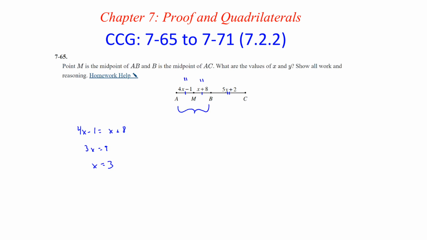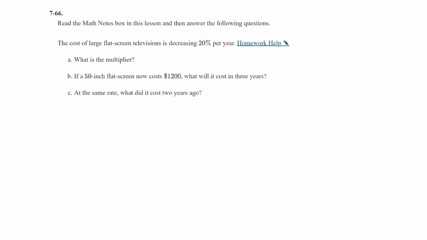Now, we can set 5y plus 2 equal to the distance of both of those, and since we know that the segment itself is 11, and that entire distance would be 22, we can say 5y plus 2 is equal to 22. Subtract 2, divide by 5, and y is equal to 4. So x is equal to 3, y is equal to 4.